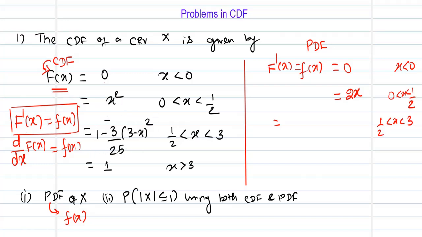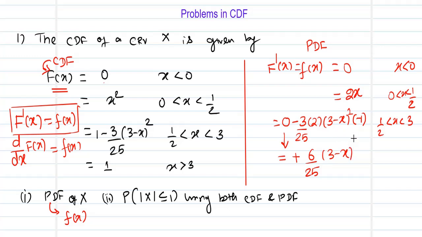This is the differentiation of the quantity 1 minus 3 by 25 times (3 minus x) the whole square. 1 on differentiation is 0, minus 3 by 25 is a constant, keep it as such. (3 minus x) the whole square on differentiation, it is something like x square on differentiation is 2x. So you will have 2 times (3 minus x) power 1. Next, by the chain rule, minus x on differentiation gives you minus 1. Hence the total value will be, minus into minus makes it plus, 3 into 2 makes it 6 by 25 times (3 minus x) to the power of 1 in the interval half less than x less than 3.